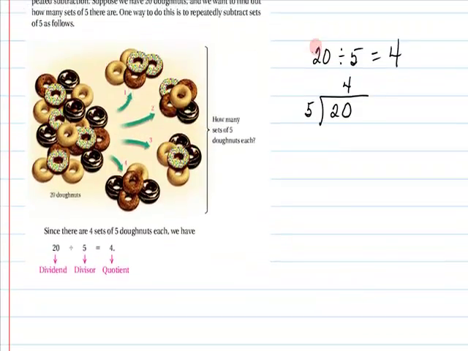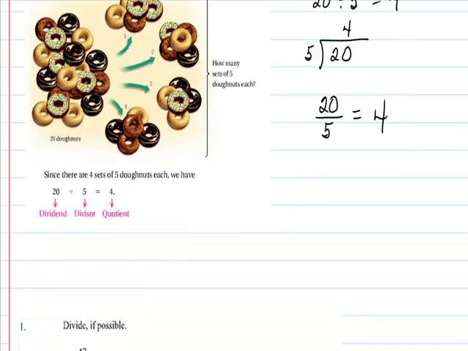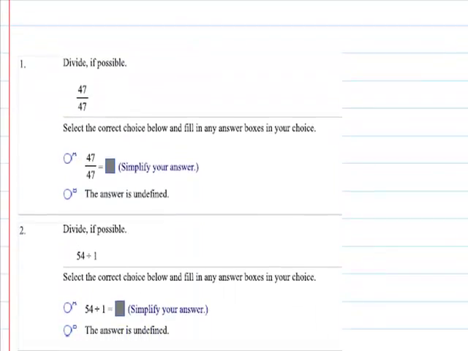One more thing. I wrote these two problems this way. It also can be 20 over 5 is equal to 4. Dividend, divisor, quotient. Okay, so the 20 is first, inside or on top. All right, let's look at some problems.